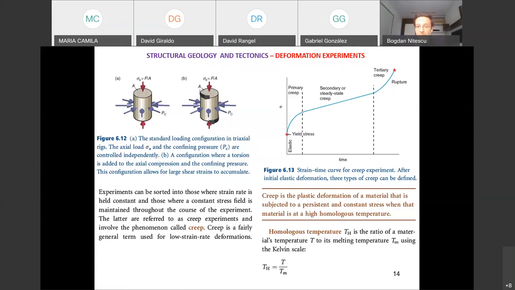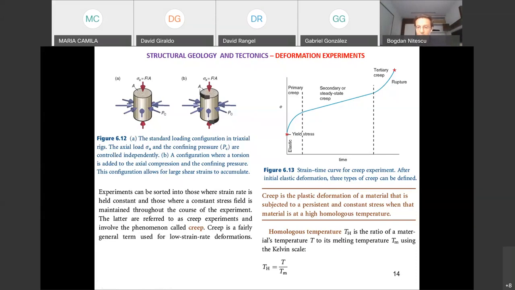So basically they submitted the sample to a certain differential stress and waited for it to go through all these stages of creep up to the point that it ruptures. So that's what happens. This is what happens also with ice. It flows. The flow of ice is creep.